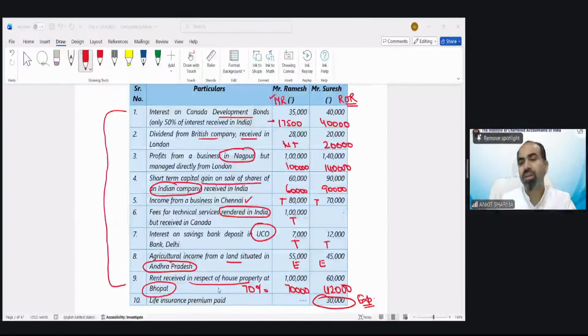The 10th point is a deduction expenditure. It is not part of my income. That is going to be discussed after the deduction topic. So the 10th is not relevant for you. We just need to solve from point number 1 till point number 9.